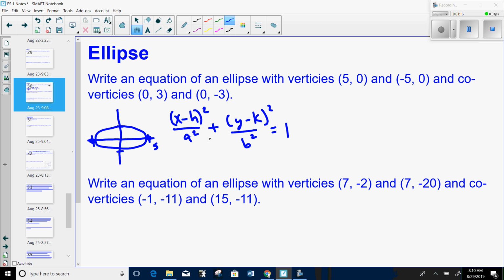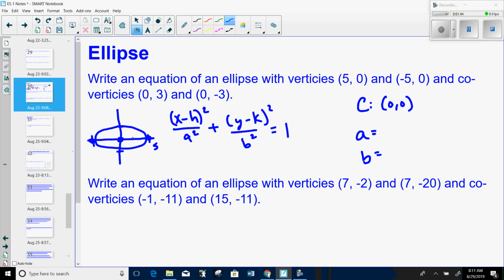In order to write this equation, we have to come up with h, k, a, and b. Over here on the side, I look for h and k. Remember, that comes from the center. The center of this particular ellipse is right there, and that is (0, 0). You know that because of where the vertices and co-vertices are located. We also need to know a and b, and we can find those fairly easily.